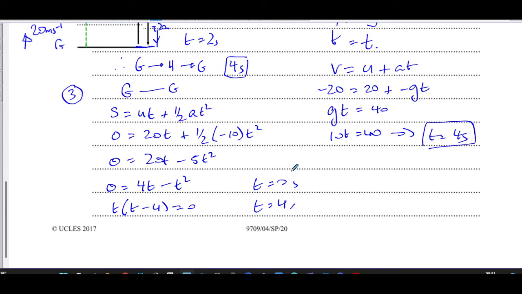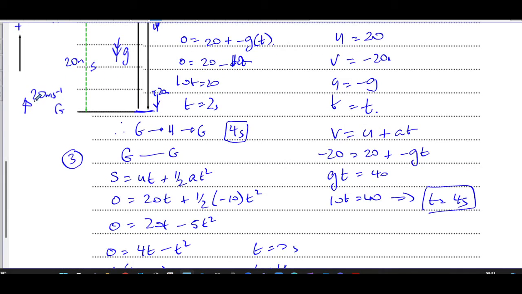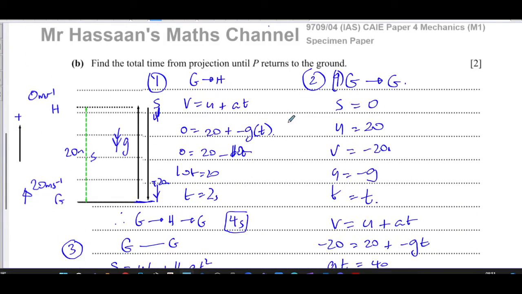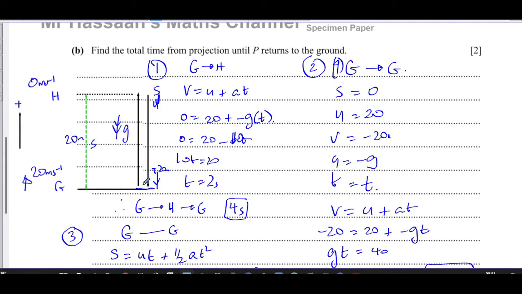So t equals 0 is the time when it was at this level when it was first thrown. And t equals 4 is the time when it returned back to this level after going up and back down again. So our answer is going to be t equals 4 seconds. So all these three ways are perfectly good ways of finding the time it took from when it was projected to where it fell down again, right?